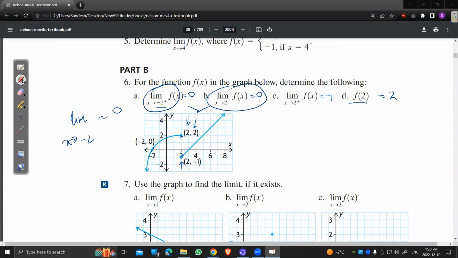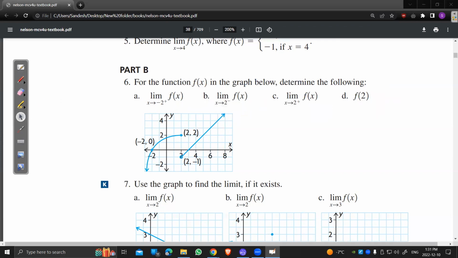What about at 2? Does the limit exist? When the x value is 2, from the right side, we get -1. What do we get from the left side? We get 2. So it's not equal. So the limit does not exist at 2, okay? That's the idea. You just have to check to the right of and to the left of.